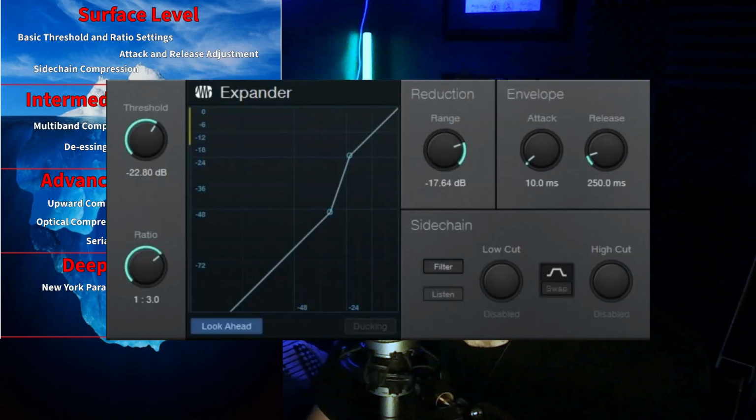Last in deep techniques, we have upward expansion. This is like the inverse of normal compression. Any signal above a threshold is increased instead of decreased. So you can use this to increase the attack on your instruments, really get your drums to punch even harder. Or on tracks that don't have much dynamics, you can increase the dynamics of a track with upward expansion. That's pretty much it for the deep techniques.